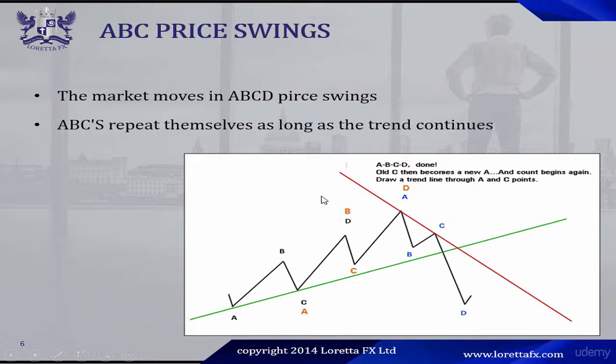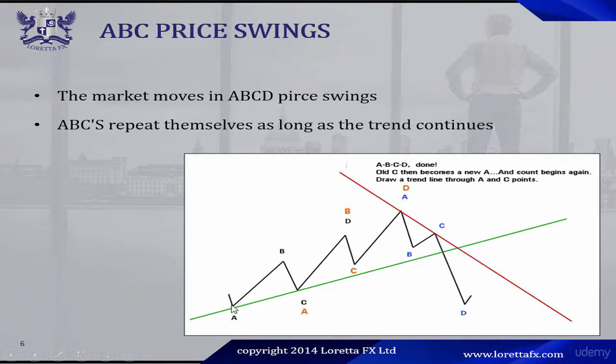So remember, we can keep saying A, B, C as long as the market is making a higher high. And the opposite is true. If the market is making lower lows, we can continue saying A, B, C as long as the market is making lower lows. So this is the way the market moves. We have A, B, C, and you can say D. I just like saying A, B, C, and continuing A, B, C if the market has made a higher high. All C's then become a new A, and the count begins again. So draw a trend line through the A's and C points.